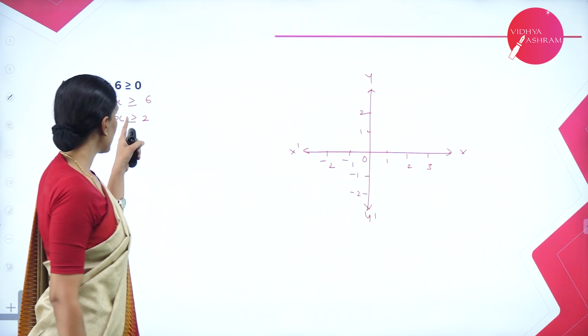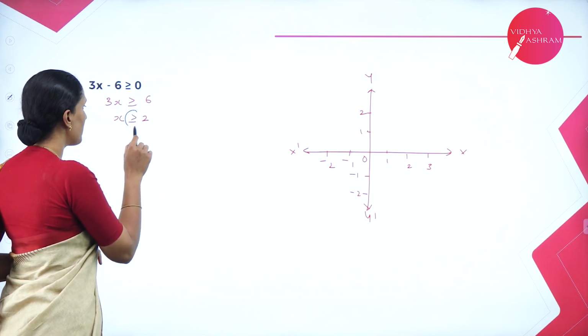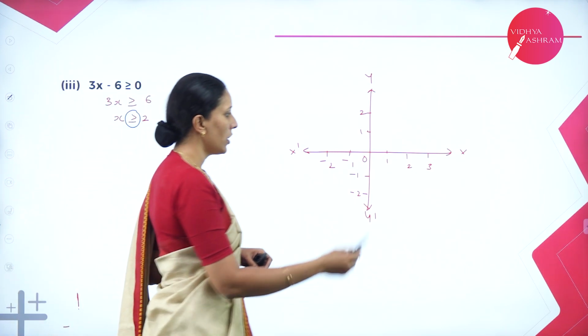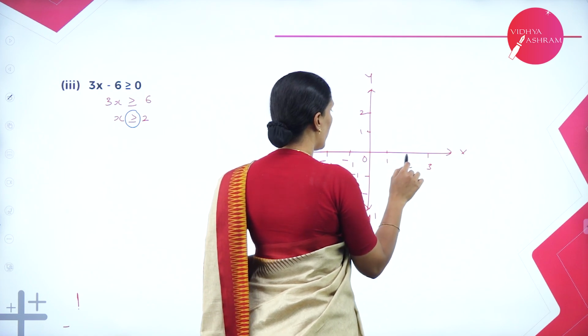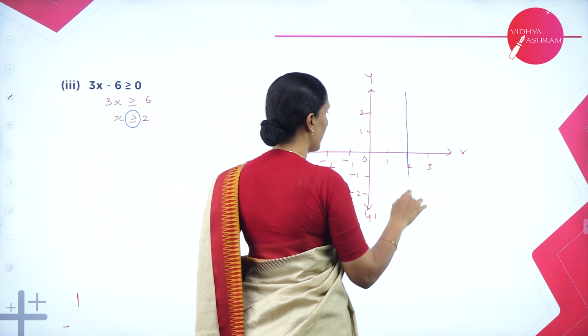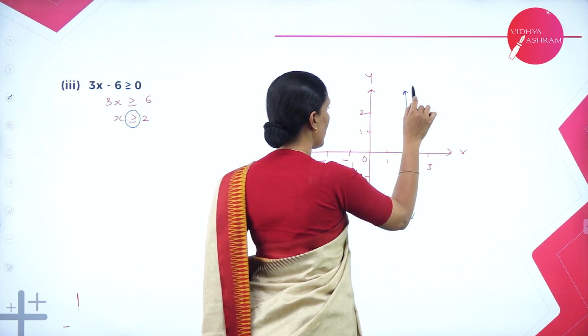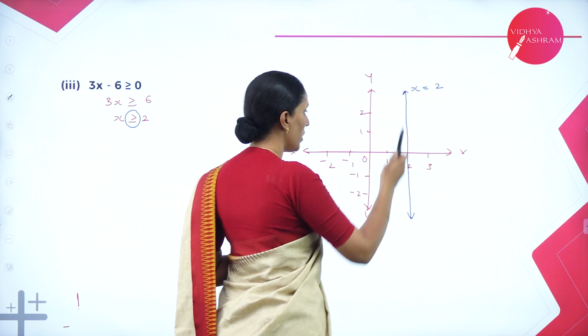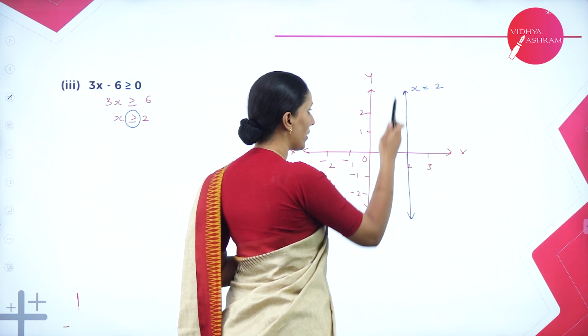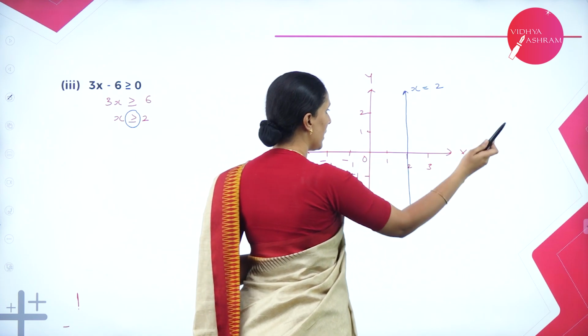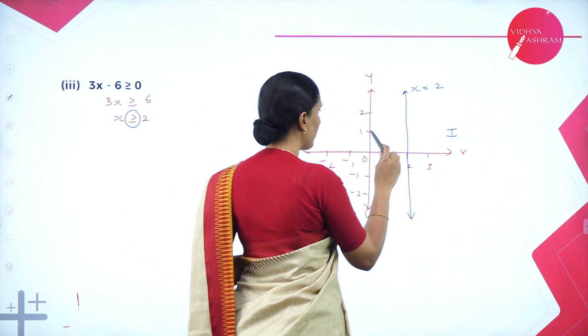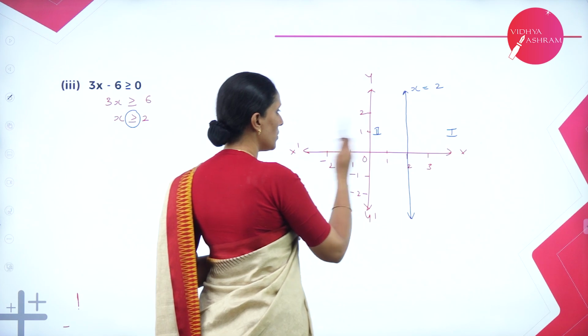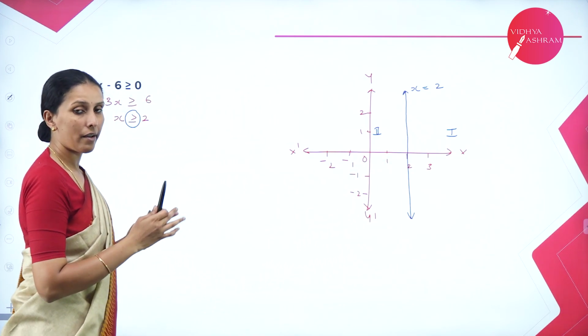Now we'll take x greater than or equal to 2. Clearly observe here it's a slack inequality. So I can use a dark line. So x is equal to 2 is this line. So this is the line which represents x equal to 2. Now this line divides the plane. This is half plane 1. This is half plane 2. So before and after there are two regions.